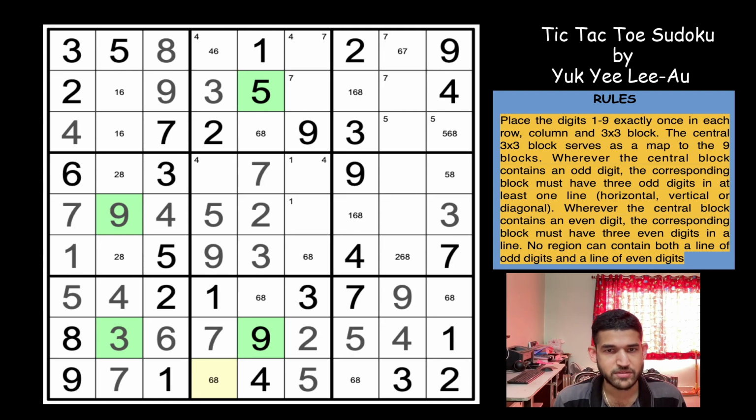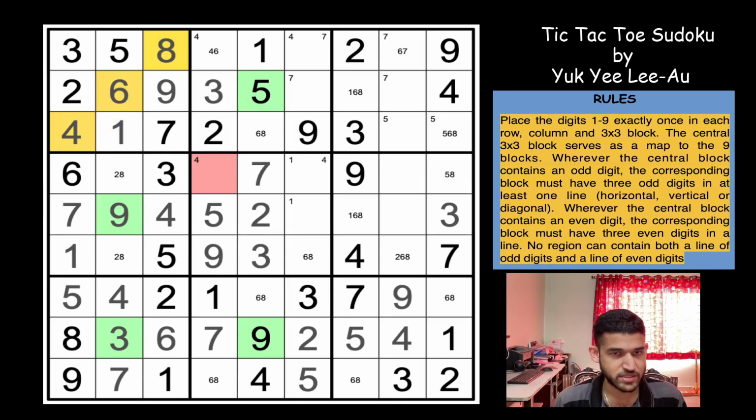Okay, look at this cell. This is even for sure. By this cell, I mean row 4, column 4. This is even for sure. And which means that the box which is mapped to this cell must also contain even digits in a line, and they can only happen in diagonal direction. So this cell has to be even. And now you can see these three cells are even, right? And that satisfies the rule part. So which means that is 1.